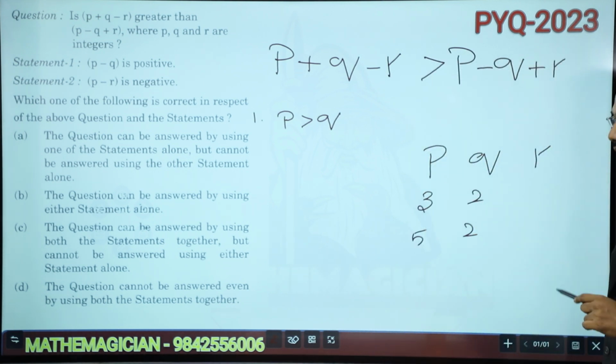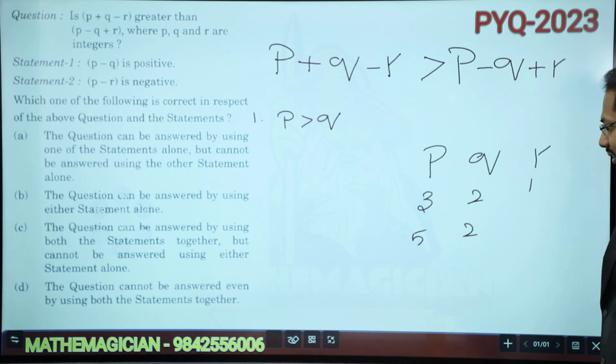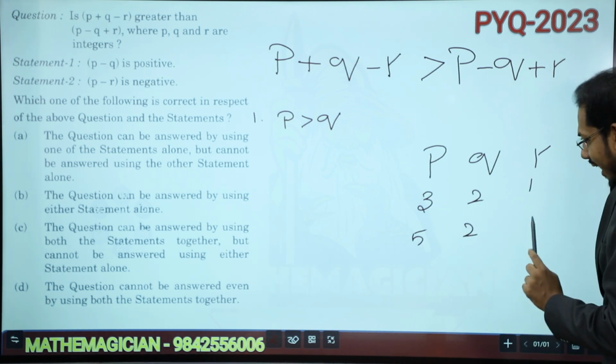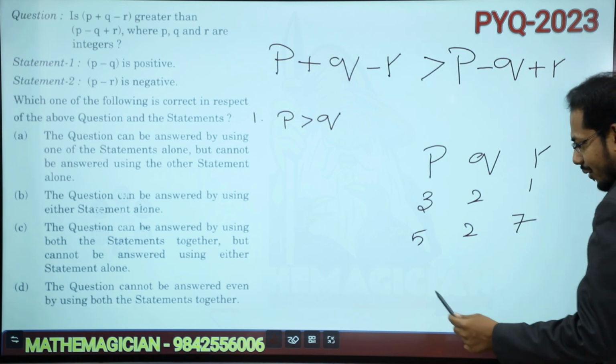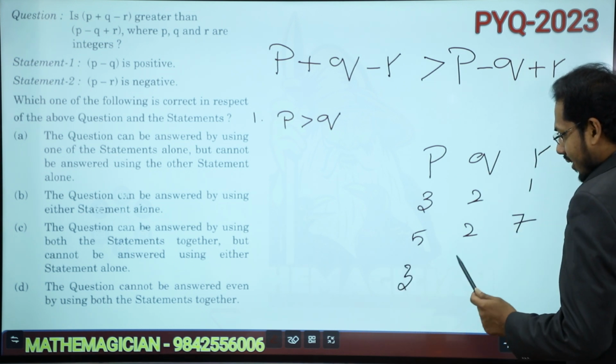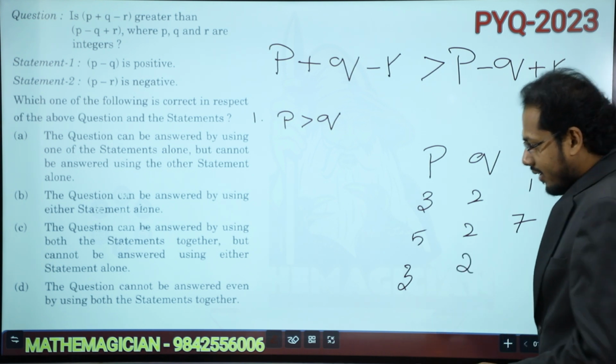I am going to write all the combinations here. Now I am going to take R is 1, which is less than P. Here, I can take R is 7, more than P. And we can take one more number, 3, which should be less than 1. Okay, let's take any other numbers.